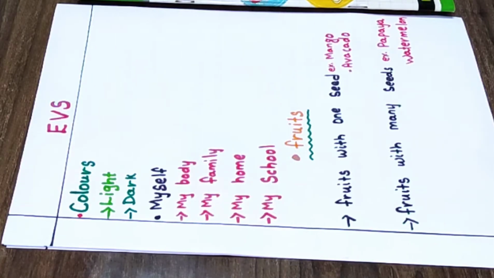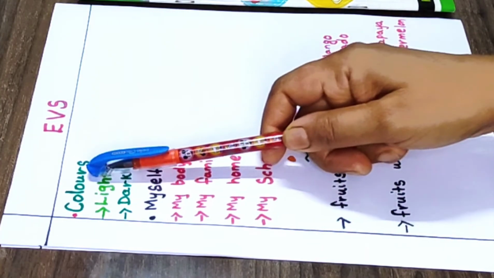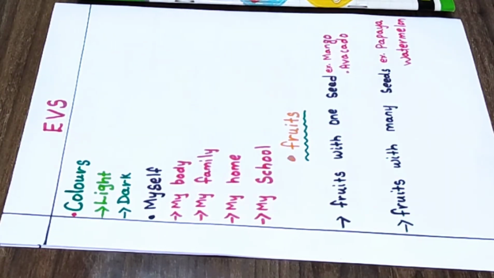In EVS, the first concept which needs to be taught to the child is the concept of colors. In colors, the child should know primary colors, secondary colors, and light and dark shades of all the colors, like light pink, dark pink, light green, dark green.